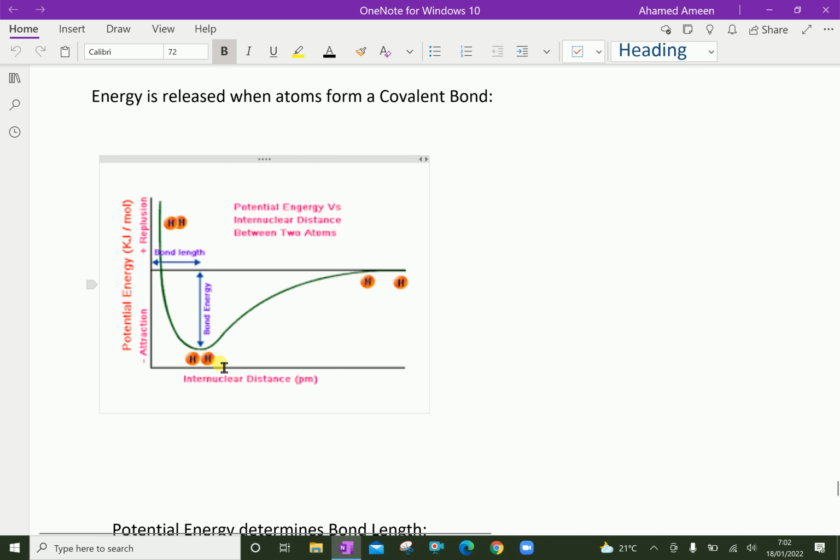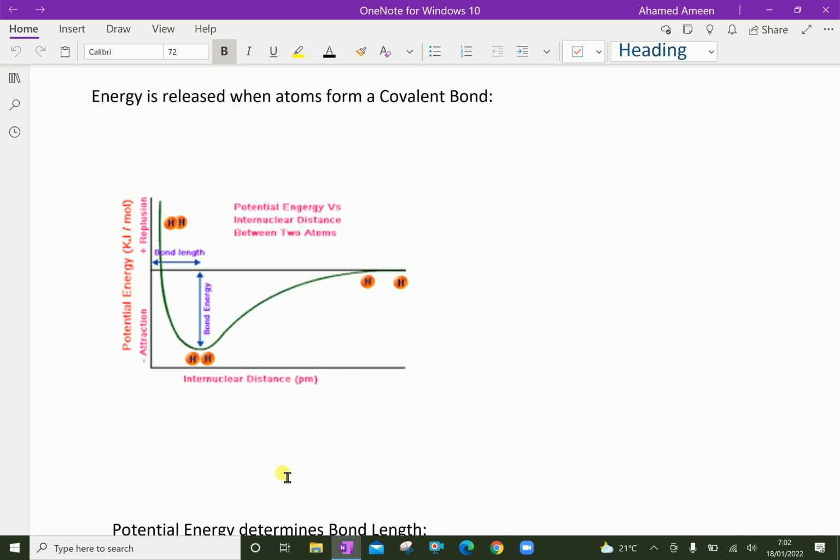And this second part, these two hydrogen atoms come nearer. The potential energy decreases as the attractive electric force pulls the two atoms closer together. As the potential energy goes down, the system gives off energy. In other words, energy is released as the attractive force pulls the atoms closer.